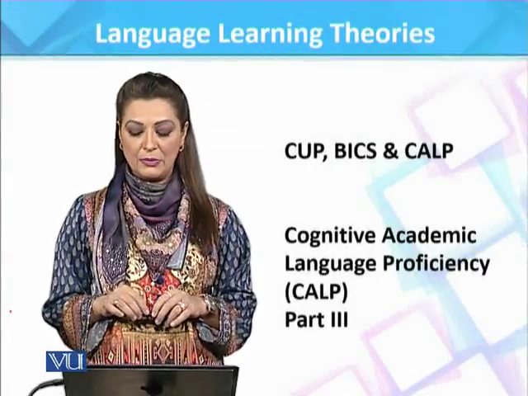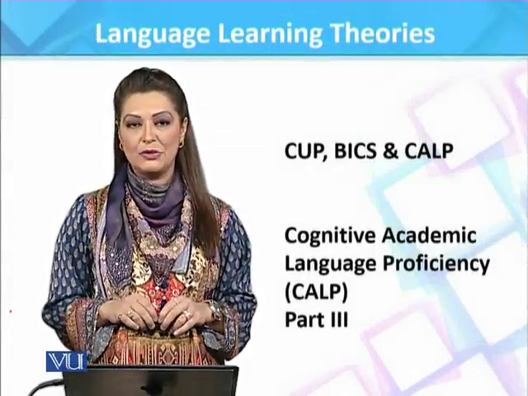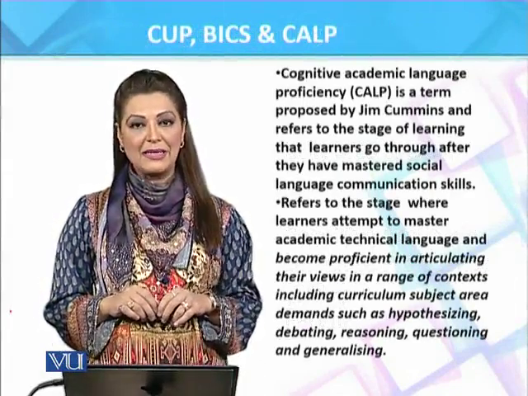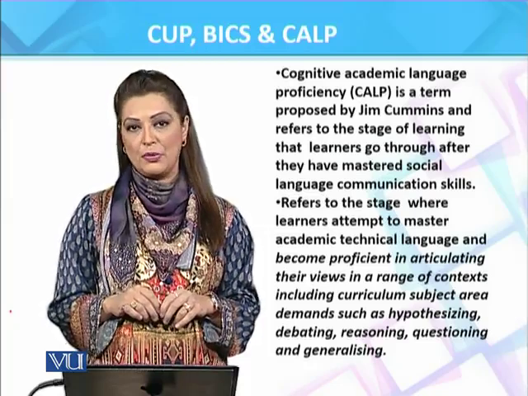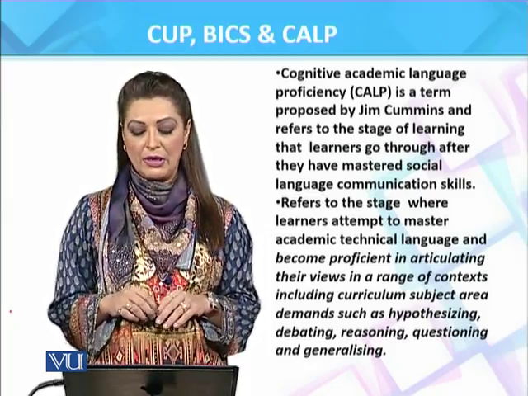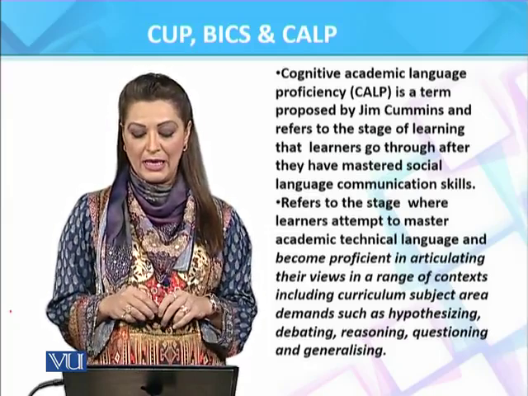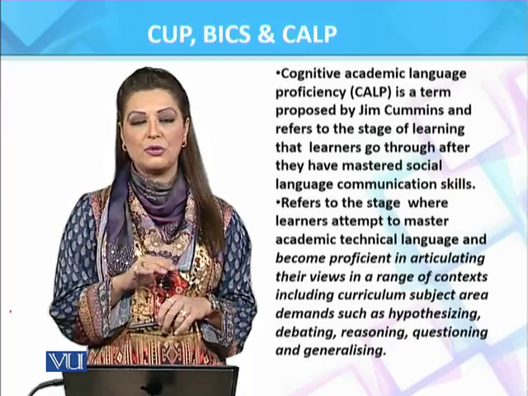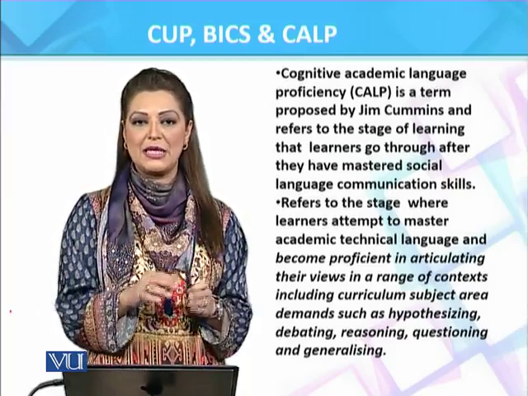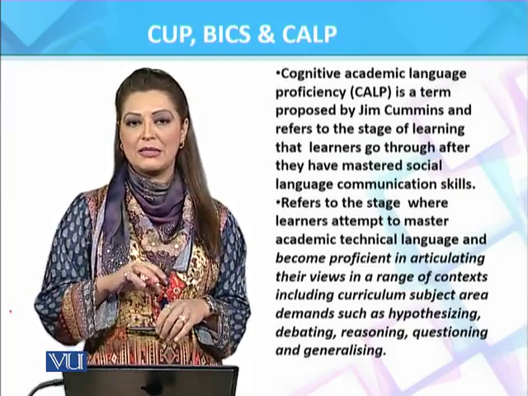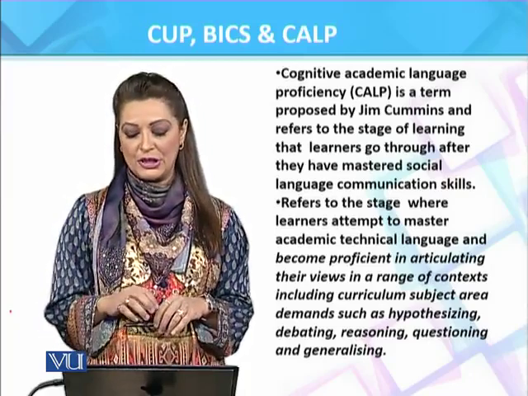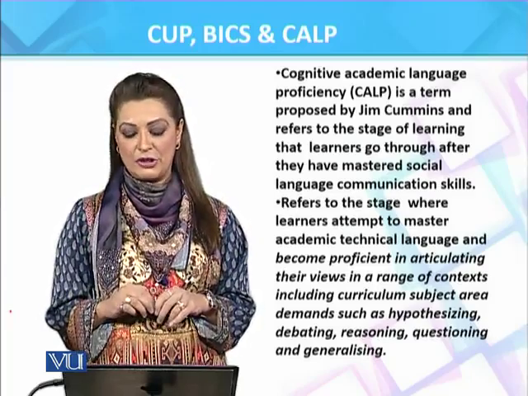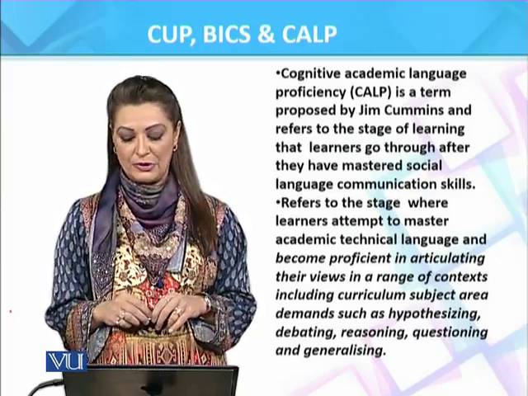The third model is cognitive academic language proficiency. Cognitive academic language proficiency is a term proposed by Jim Cummins. It refers to the stage of learning that learners go through after they have mastered the social language communication skills. So this is a stage where they have already mastered certain basic interpersonal communication skills, and now they are moving on to a higher level of proficiency, which is cognitive academic language proficiency.